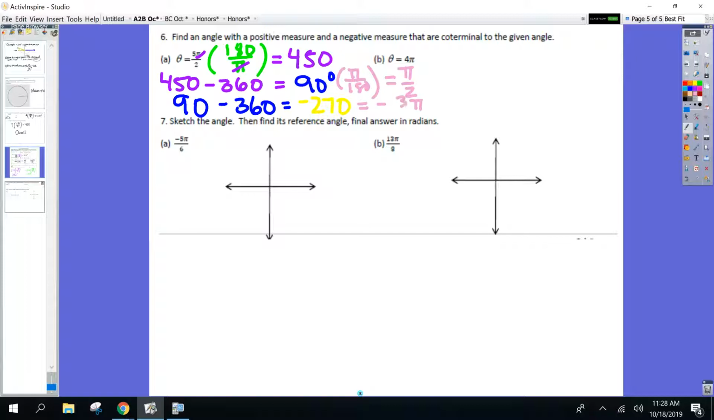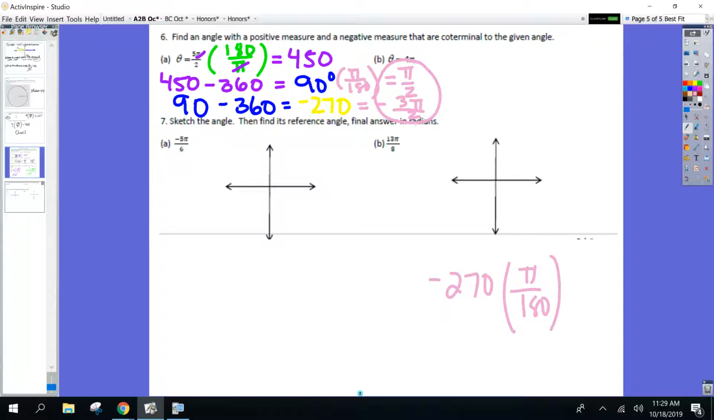Got it. Okay, so those are my final answers here. Wait, 270 over pi? Wait, I think you said you're crossing out negative 270 pi over 180. Yeah, so I got 4.7.